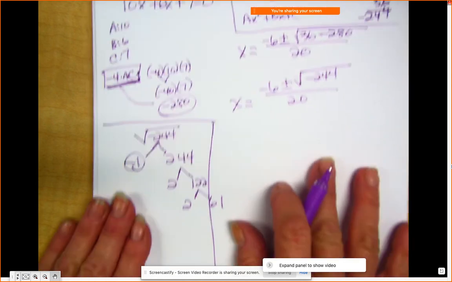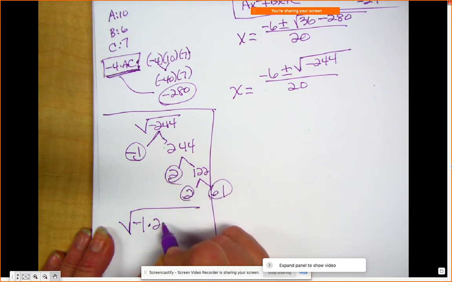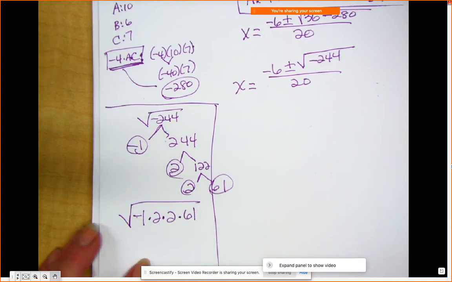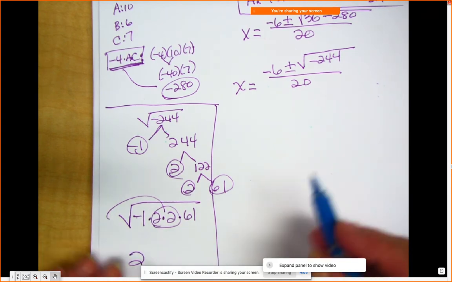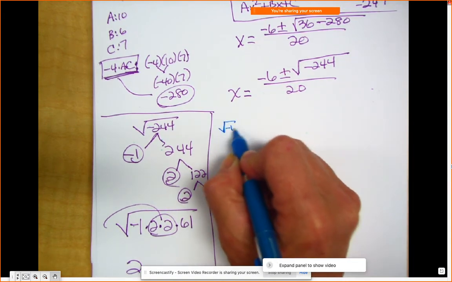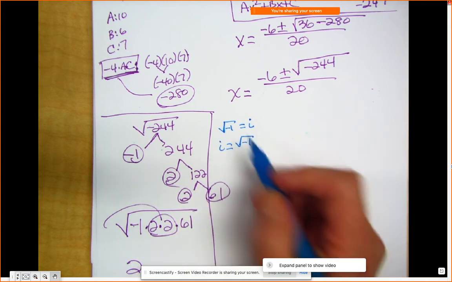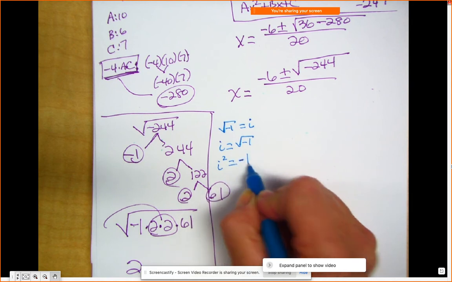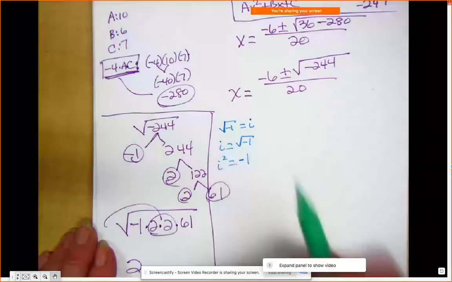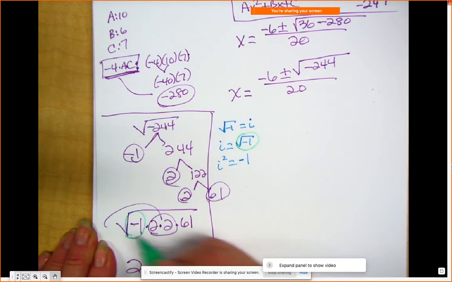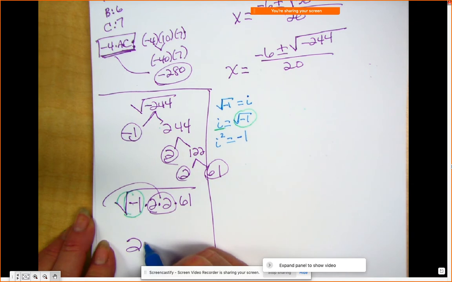So I can write this now as the square root of negative 1 times 2 times 2 times 61, because these are all prime. Any pairs in there? Okay, come on out. Now remember, I've also told you to write down that the square root of negative 1 is equivalent to i, or you can say i is equivalent to the square root of negative 1. It doesn't matter which way you write it. i squared is equivalent to negative 1. This square root of negative 1 gets to come out, and it becomes i. So I just pulled out an i.